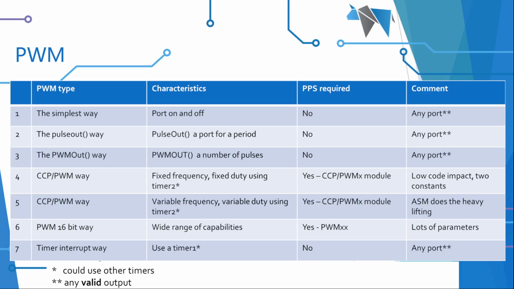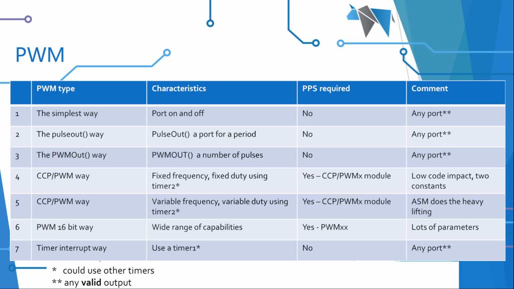I'm going to show you pulse width modulation using a 16-bit module that's inside the microcontroller. Much wider range of capabilities, but we're going to show you how to set up the PPS, and we're going to show you the parameters. We can't show you all of those. There's just so many different ways in that option number 6.